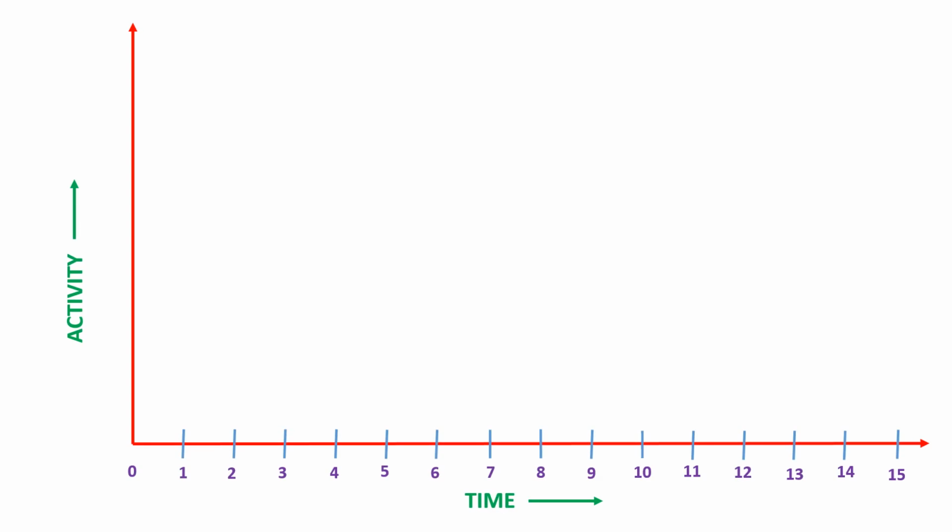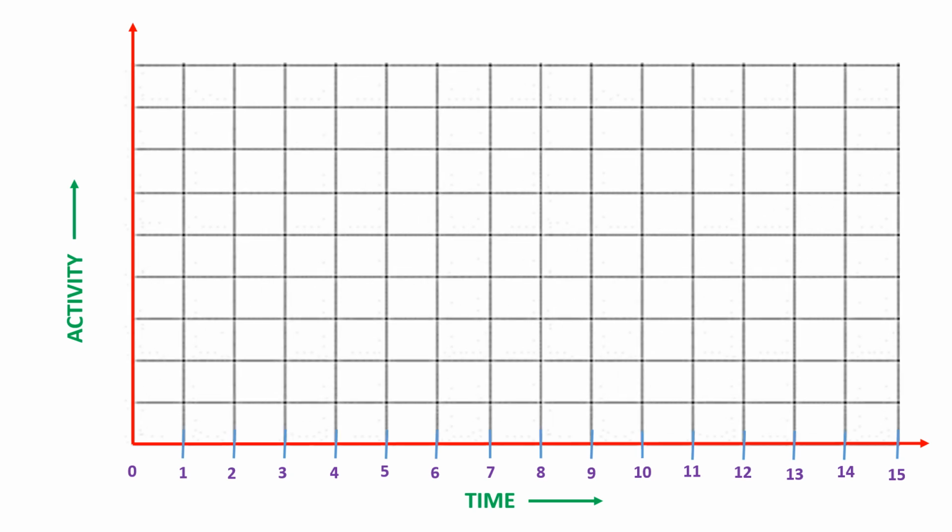Let's now look into an example of a bar chart or Gantt chart. It consists of two axes. The horizontal axis represents the timeline and the vertical axis represents the activities or the different jobs that have to be performed in a project. For our convenience, we have this grid so that it is easy for us to represent each job or activity.